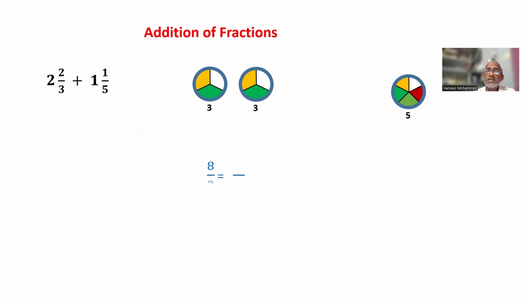And we can do the same thing for fifths. We have one whole, which is 5 parts, and 1/5. That's one more, 6 parts. 6/5. So let's say we want to do it procedurally.